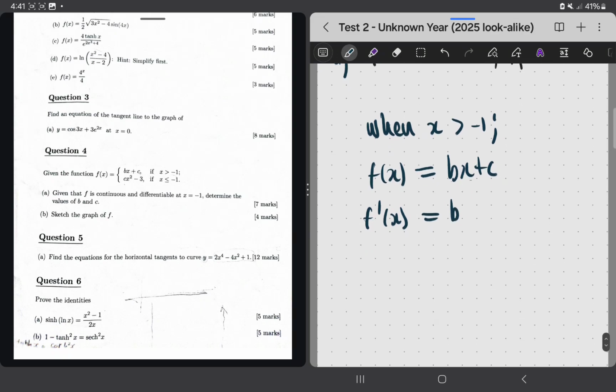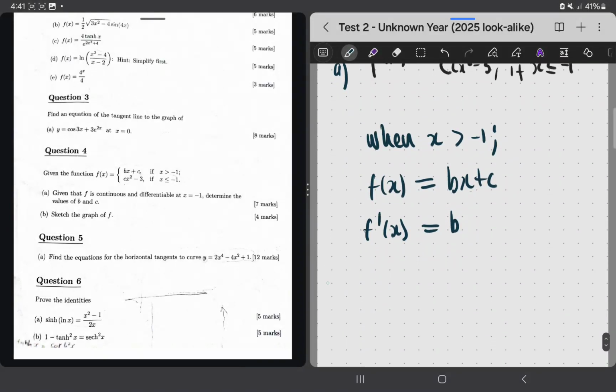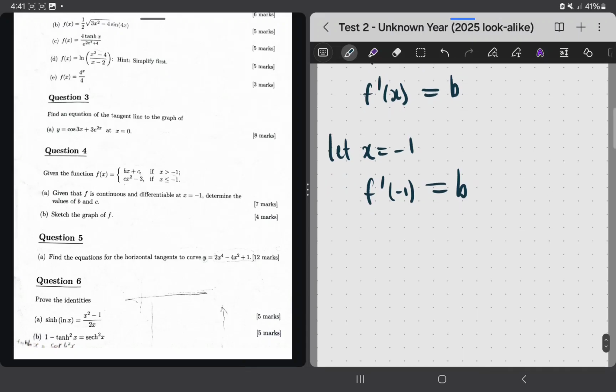Now what do we do? They said we are testing at x equal to negative 1. So you say let x be equal to minus 1. You now find f dash of minus 1, which is just going to be b, since there is no x, it doesn't change. Now you skip 2 lines.